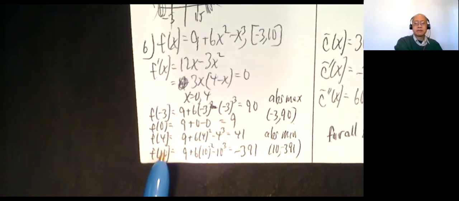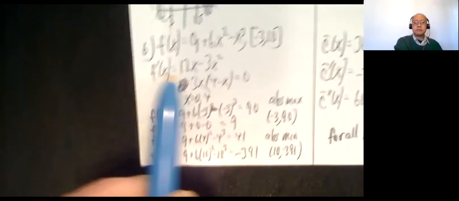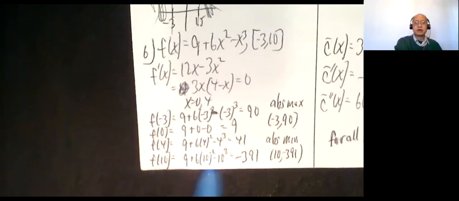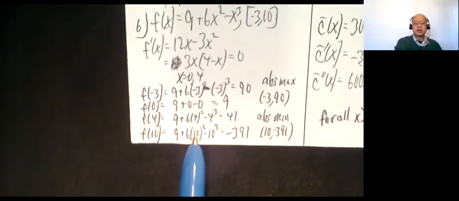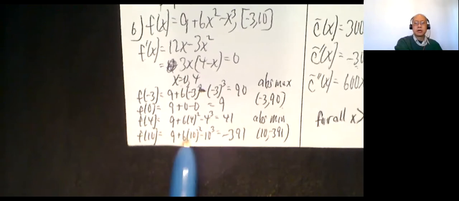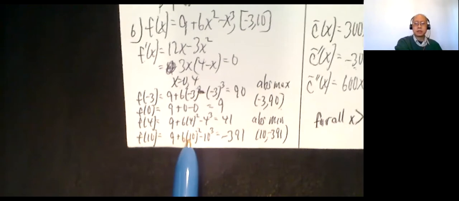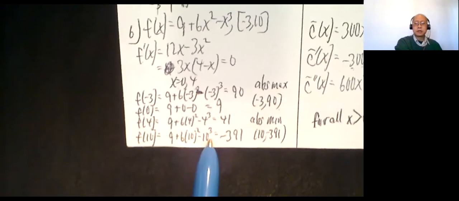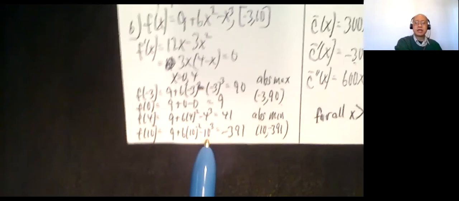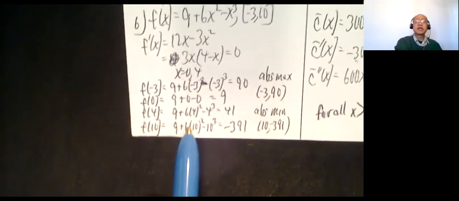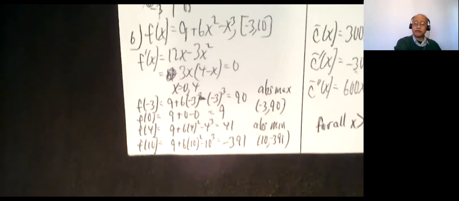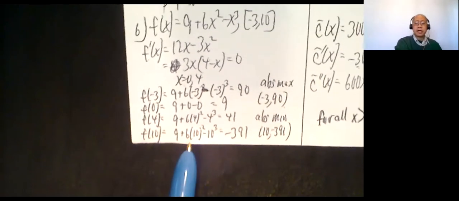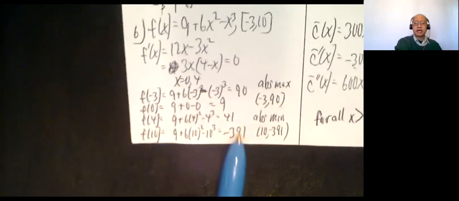And 10. I think I'll actually show you the 10. 9 plus 6 times 10 squared minus 10 cubed. Well, actually, that's not that hard. 10 squared is 100. 100 times 6 is 600, isn't it? So that's 600. 10 cubed, 10 times 10 times 10, is 1,000. So 600 minus 1,000 is -400. I don't need a calculator. And add 9, so -391.